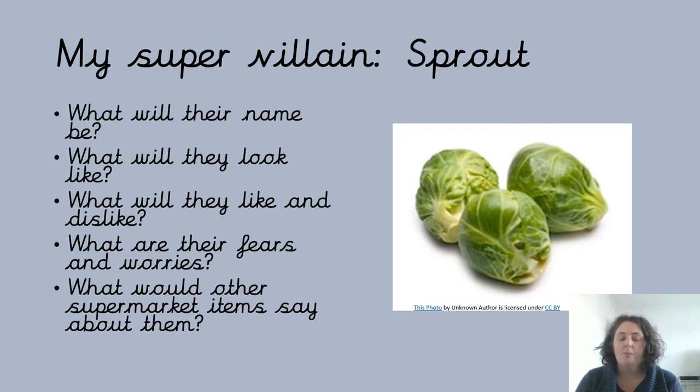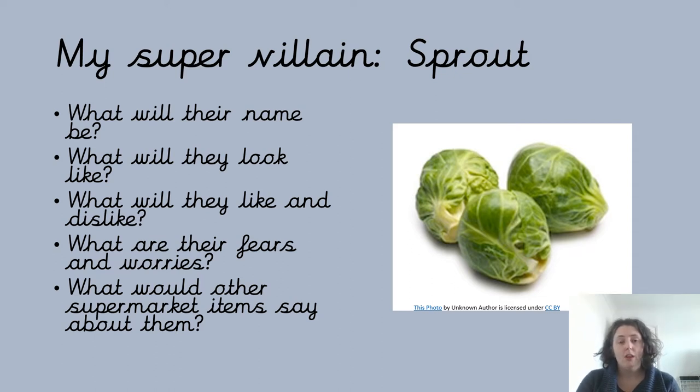So hopefully you've managed to think of a fruit or vegetable to be your evil villain. For my example, I have chosen a Brussels sprout. I don't really like Brussels sprouts, so I thought they would be a good baddie. So I put a picture of them there just to remind you what they look like. You can choose whatever fruit or vegetable you like. You don't have to do sprouts. You can do whatever you like. It's your choice because it's your writing.